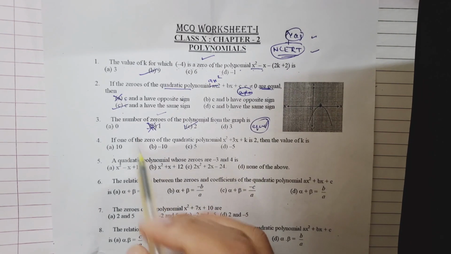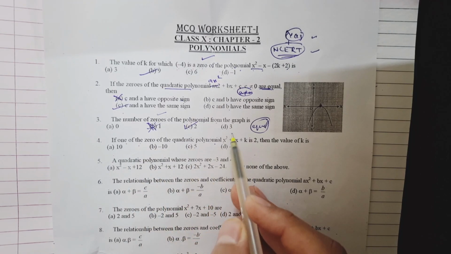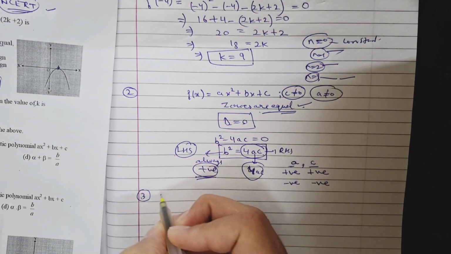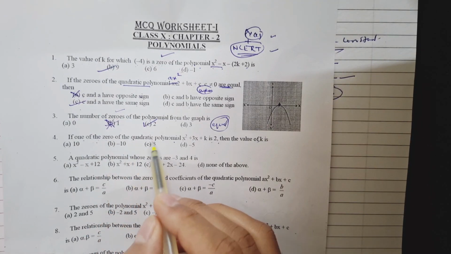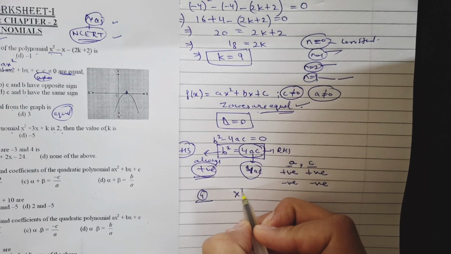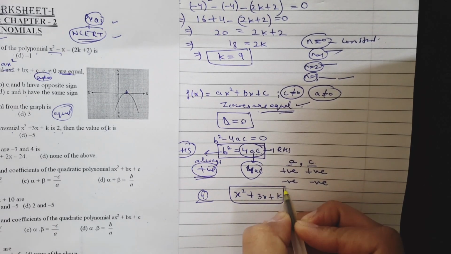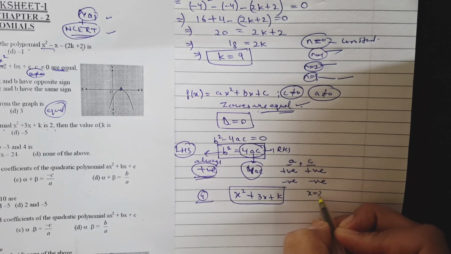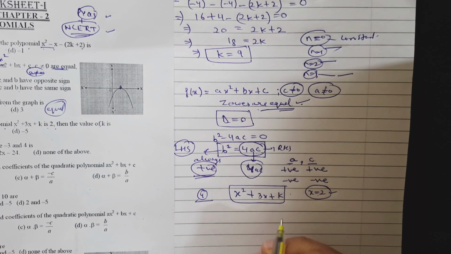Fourth question. If one of the zeros of the quadratic polynomial x square plus 3x plus k is 2, then find the value of k. Third question done, no problem. Fourth question, what is it saying? One of the zeros of the quadratic polynomial x square plus 3x plus k is 2. This is your quadratic polynomial, and one of the zeros is given as 2. It means when x is equal to 2, this will become 0. So we will put x equals 2.